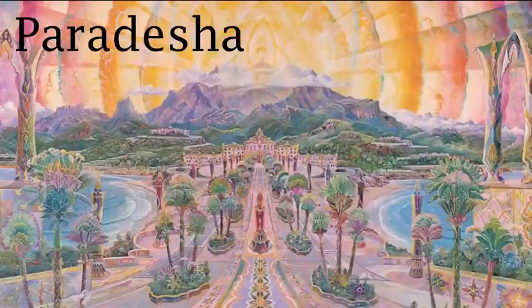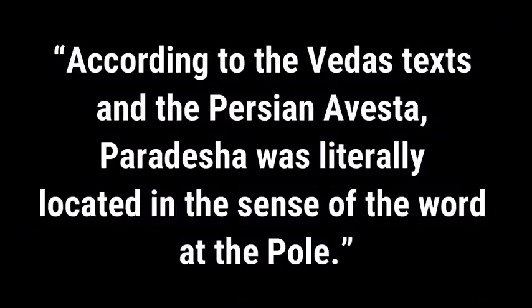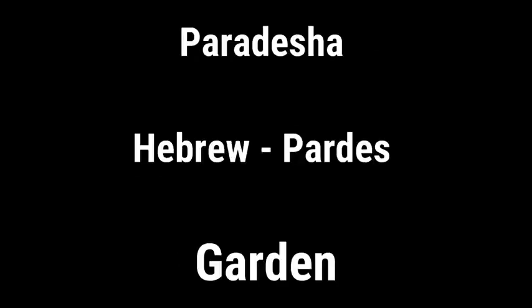René Guénon in The King of the World writes, "According to the Vedas text and the Persian Avesta, Paradisha was literally located in the sense of the word at the pole." The ancient Hebrew word for Paradisha is Pardes, which translates to garden.